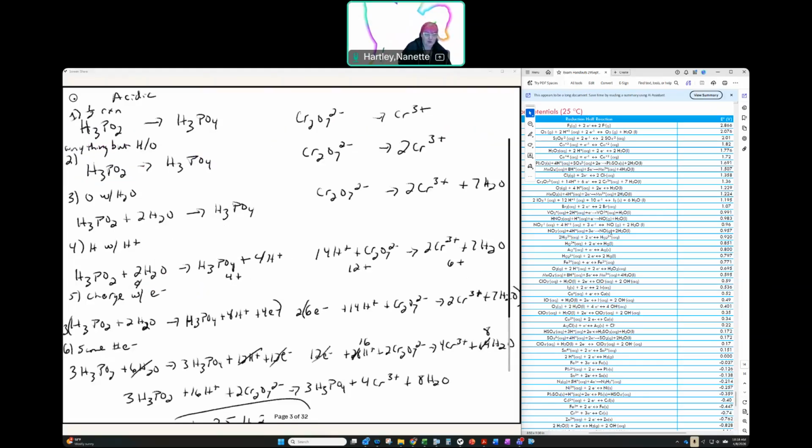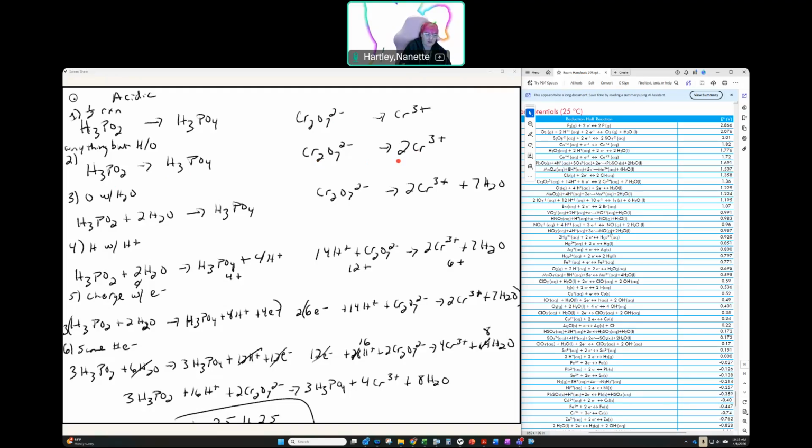The next thing I do after I write my half reactions is I have to balance for anything that is not oxygen or hydrogen. So here we're looking at, do I have the same number of phosphorus on both sides? Which I do, so I just copied that down. And here I need to look at the chromium. Now I have 2 chromium on my left. I don't have 2 on my right, so I put a 2 out in front of that to then give me the same number of chromiums on both sides.